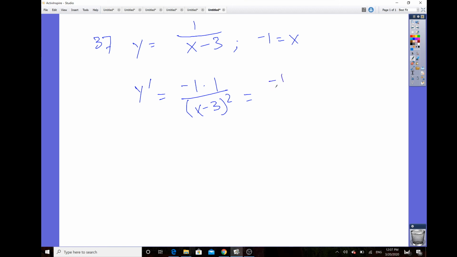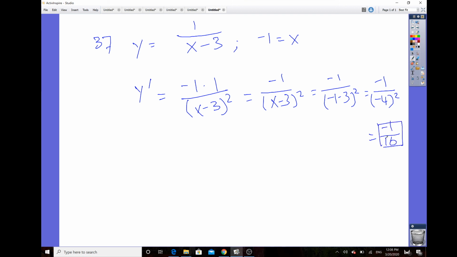So basically, the derivative of this is negative 1 over the quantity of x minus 3 squared. And then guess what you need to do with that? x equals negative 1. Basically, plug in the number. So we get negative 1 over negative 1 minus 3, quantity squared. So we have negative 1 over negative 4 quantity squared. So we have negative 1 over 16. Okay? So that would be the instantaneous rate of change.